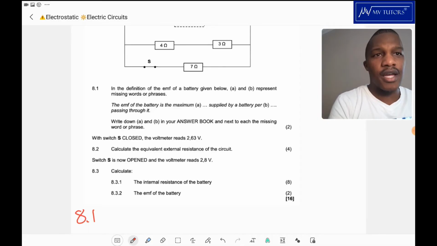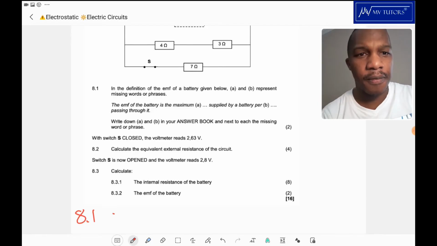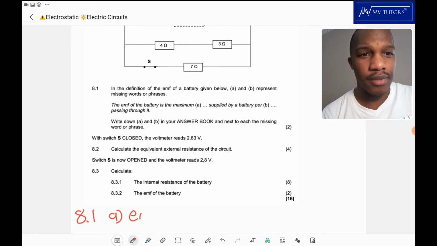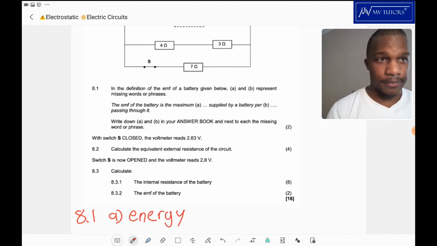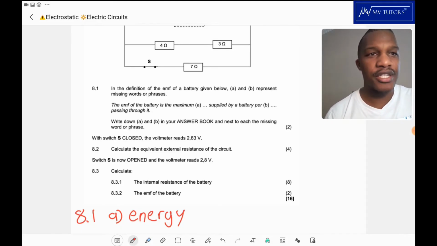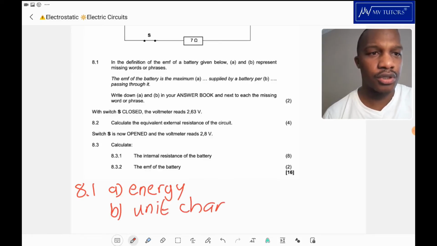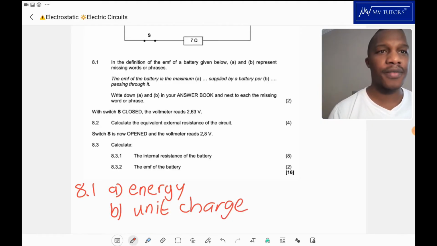So this is going to be 8.1, and it says the EMF of a battery is the maximum A. We're talking about energy here, so it's going to be energy, supplied by a battery per unit charge. Okay, so this is just definition stuff. Unit charge. That's just a straight definition of EMF.